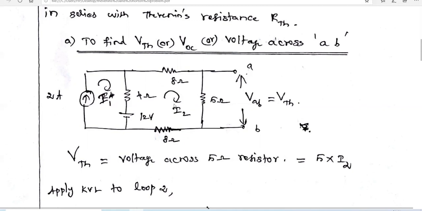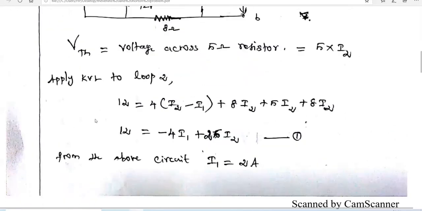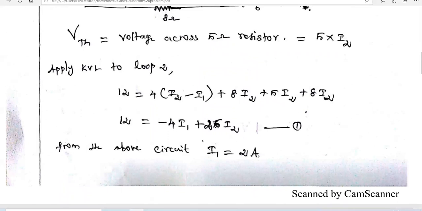Now, how to mark the current direction? See this battery: this is plus, this one is minus. Current always emerges from the battery, so that is I2. And here the current source is there, with its direction upwards, that is clockwise. So the current flowing in this mesh is I1 in clockwise. What about the value of I1? The current I1 flowing in this mesh is the current source value of 2 amps. So we can directly calculate I1; its value is 2 amps.